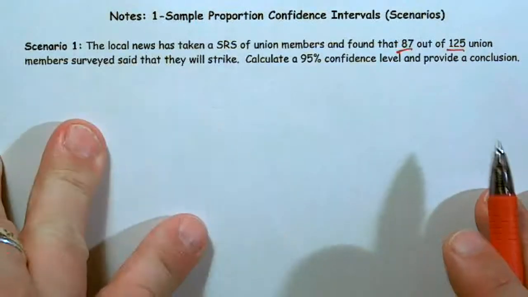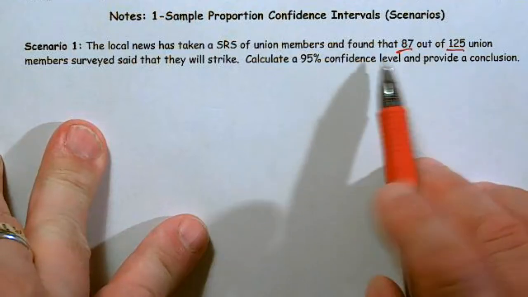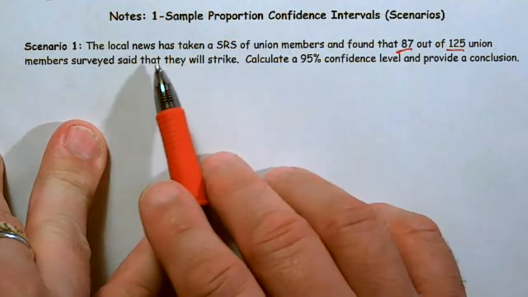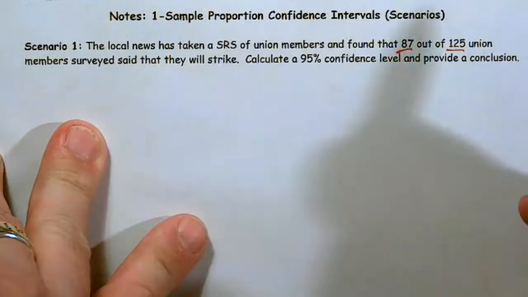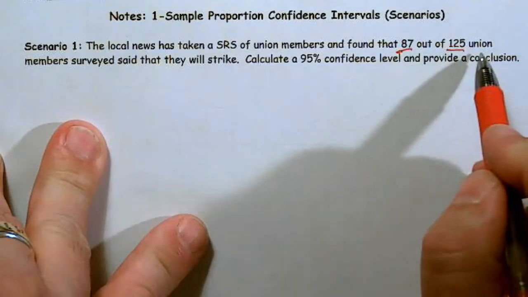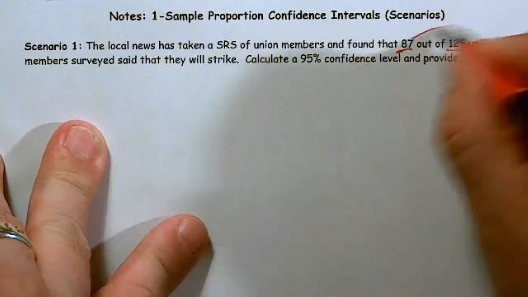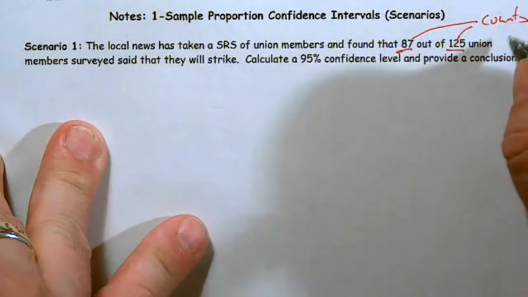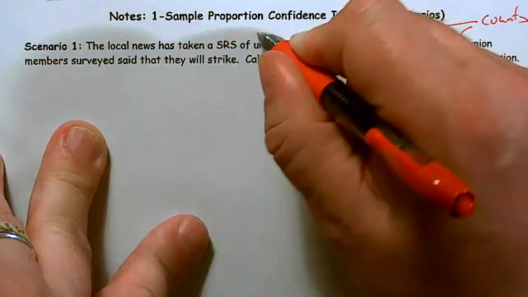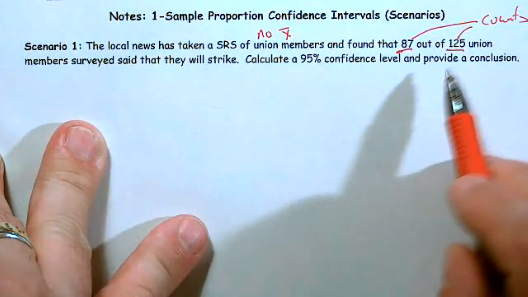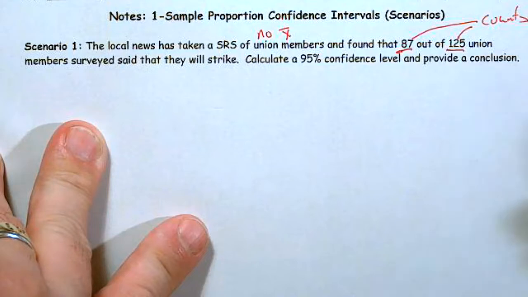All right, so they want to know the population proportion. It doesn't say this, but the reason I know is that this is 87 out of 125. I have counts. I do not have an X bar. Since there's no X bar, which means there's no sample mean or population mean, I need to do a proportion.